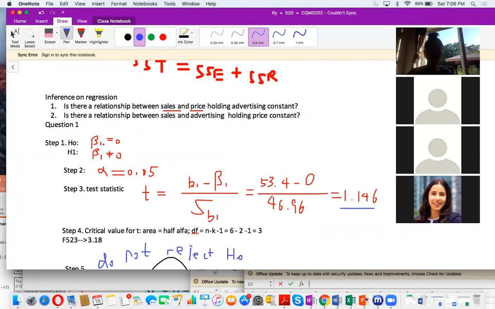Do not reject this. That means there is no linear relationship between sales and the price. When beta 1 is 0, that means no relationship. So we answer this question. The question said, is there a relationship between sales and price? The answer is no, no relationship, because we do not reject H0.